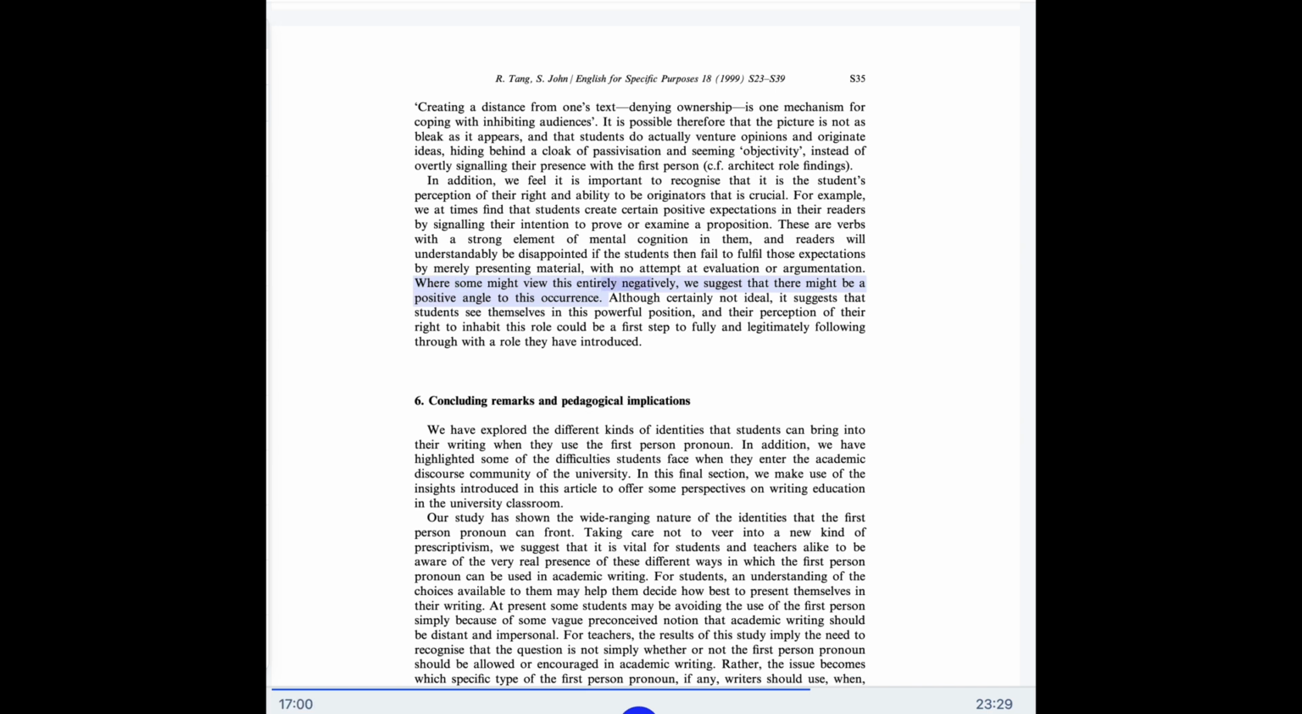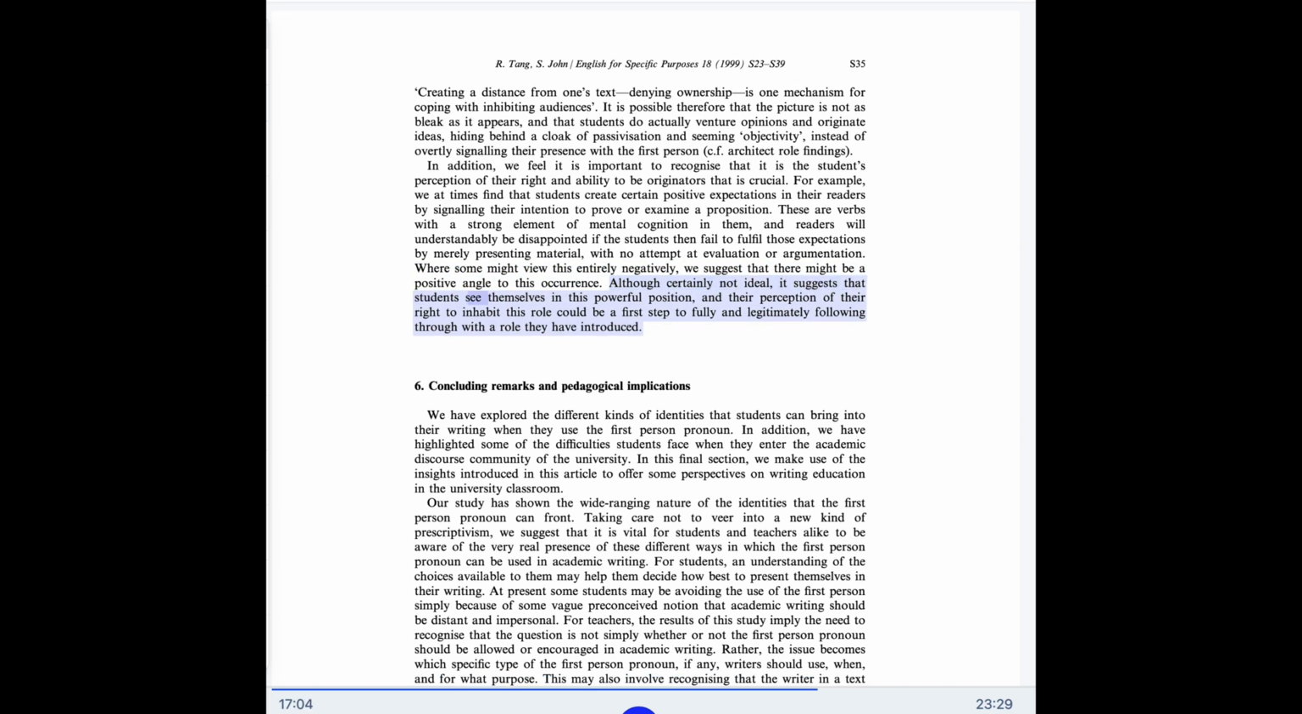Where some might view this entirely negatively, we suggest that there might be a positive angle to this occurrence. Although certainly not ideal, it suggests that students see themselves in this powerful position, and their perception of their right to inhabit this role could be a step to fully and legitimately following through with the role they have introduced.